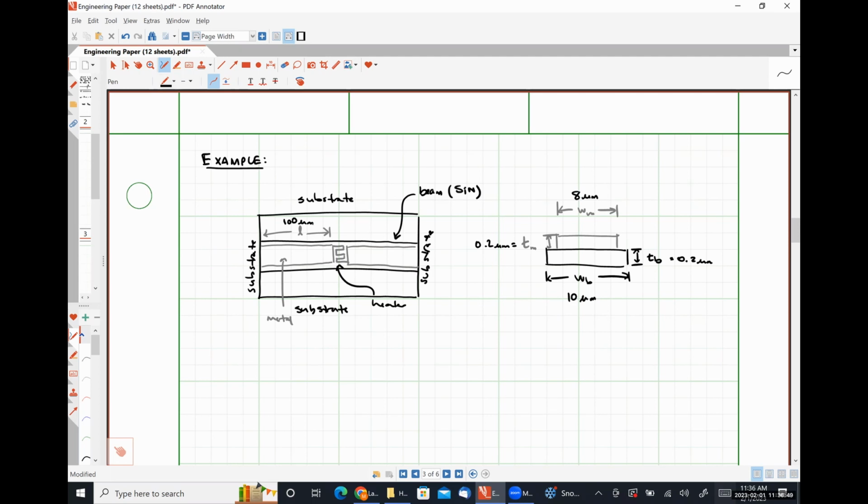is 100 microns. And we're going to assume here that the thermal mass of our substrate is so much larger than our beam assembly that it's effectively acting as a heat sink, such that our substrate will be at a constant temperature. Let's say our substrate temperature will be at a constant room temperature of 27 degrees Celsius, not 27 Kelvin. That'd be really, really cold.